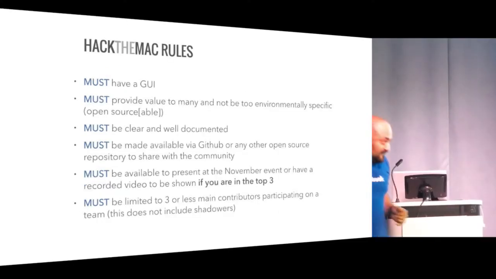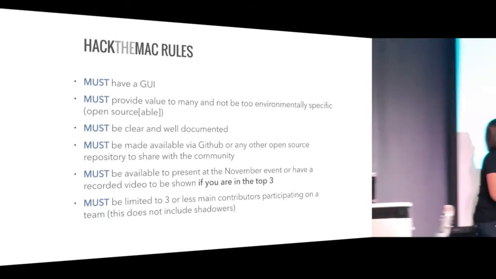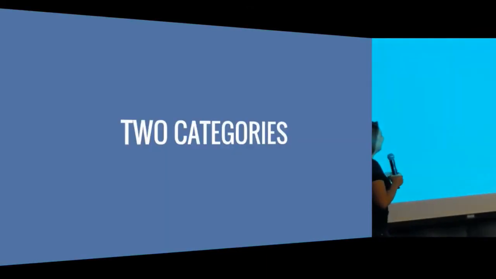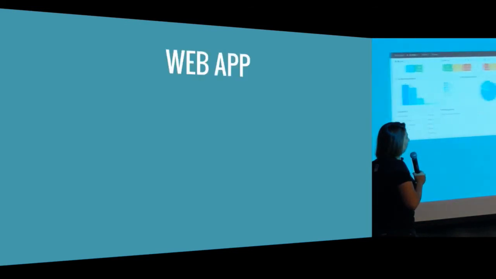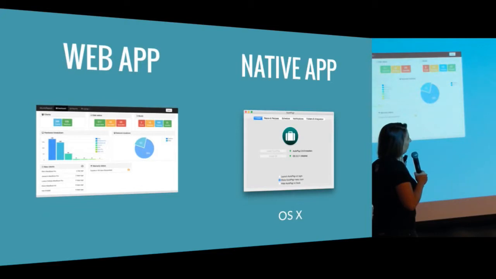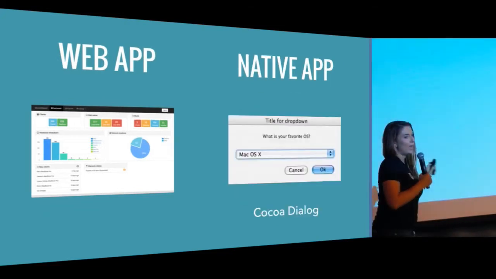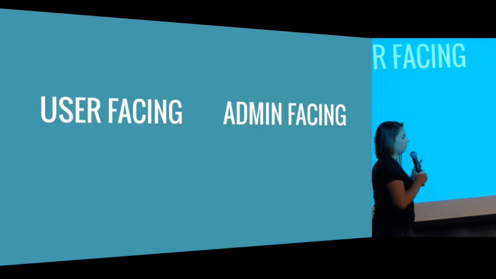So just to explain that a little bit, let me go back. Basically anything with a GUI, I mean, everyone has a script that they kind of want to bring to life, right? So we're basically looking for anything with a GUI, but the 2 categories that we're going to be judging on, there's going to be a top 3 from each category, for the admin-facing app and the user-facing app. Does that make sense? Yeah, cool.